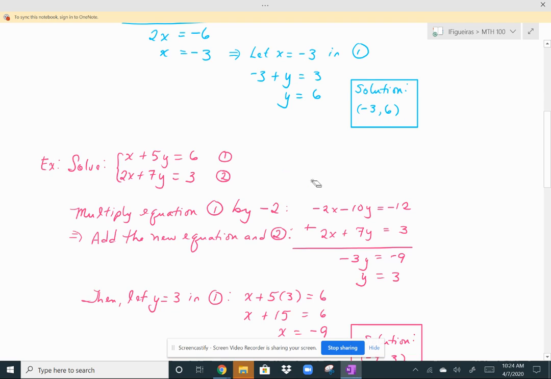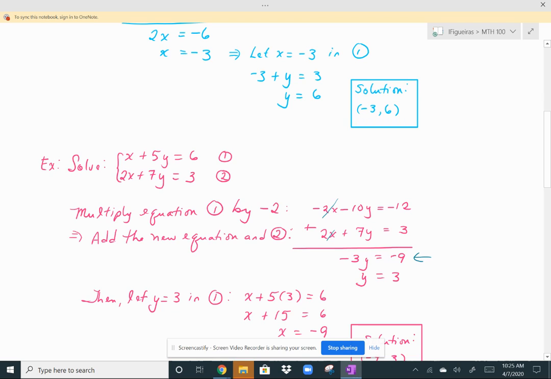Then I'm going to take that new equation 1 and add it to equation 2. Here's equation 2. All I did was copy it down. Then you add equation 1 above, which got changed, and equation 2 below, and that's what you see below. The two x's will cancel because one is positive and one is negative. Negative 10y plus 7y becomes negative 3y. Negative 12 plus 3 becomes negative 9. Divide by negative 3, and you get that y is 3.